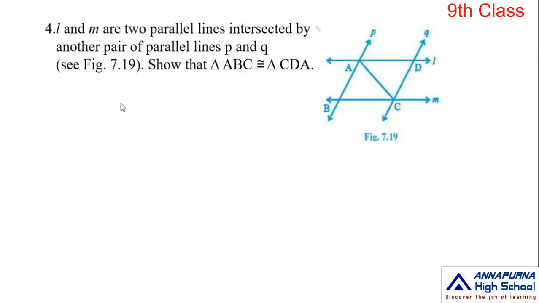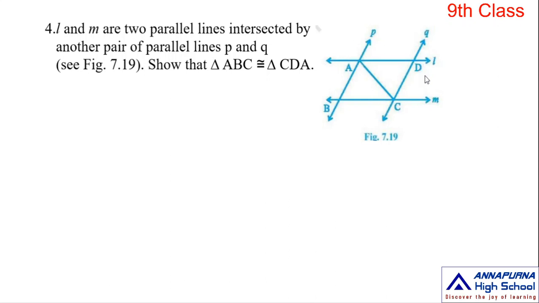Let's start the fourth problem. L and M are two parallel lines intersected by another pair of parallel lines P and Q. See the figure 7.19. Show that triangle ABC is congruent to triangle CDA.